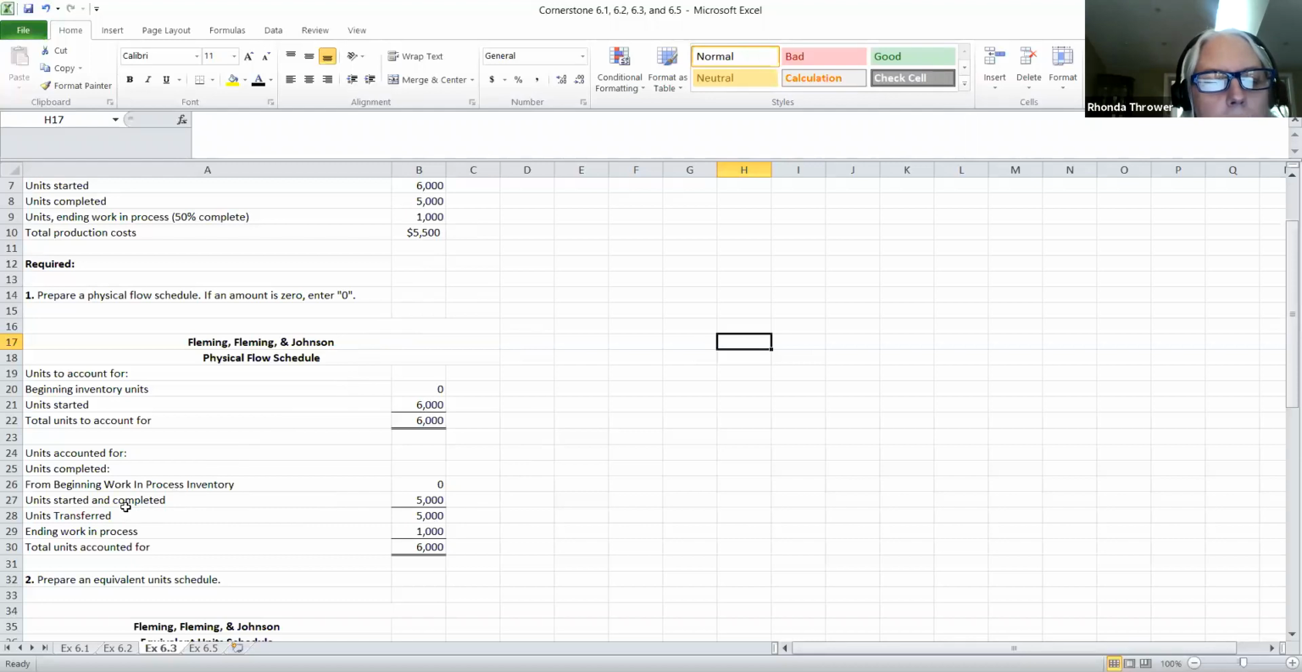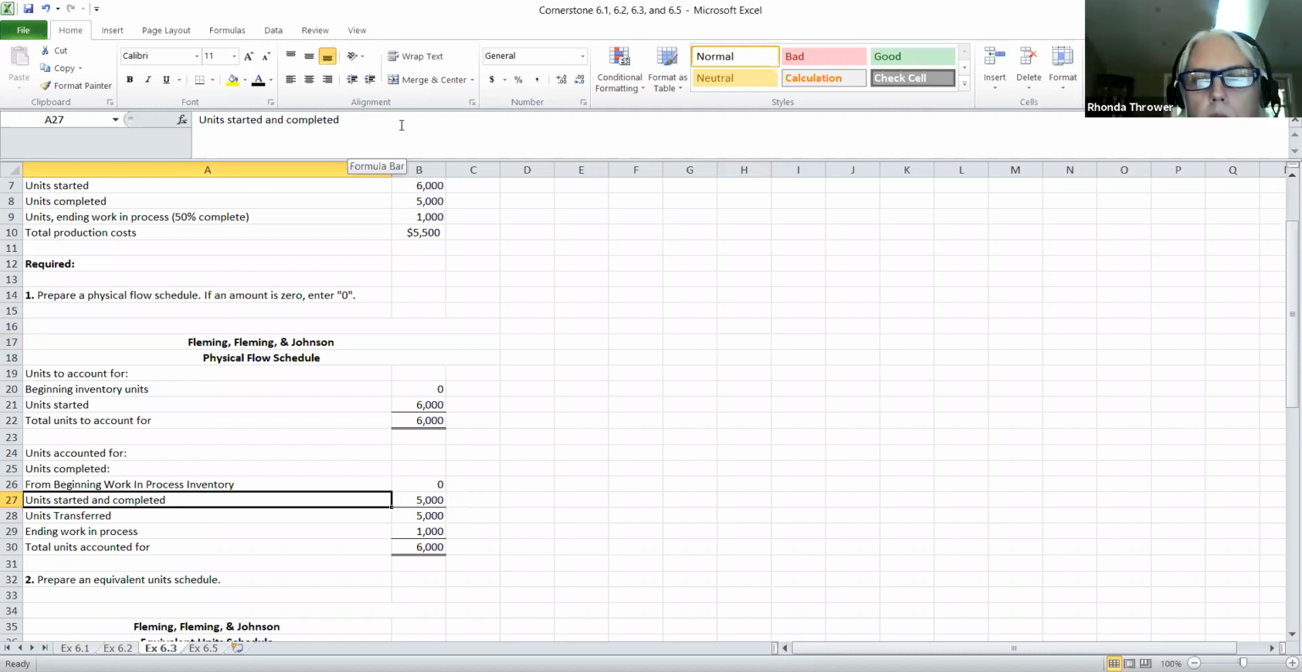The units started and completed could have had some beginning inventory units in there, but in this case they weren't. So if we needed to work backwards to determine the units that were started and completed, we would take the difference between the units that we transferred out and the beginning inventory, and that will give you the units started and completed. So I think I want to add that to this here so you'll know how to calculate this in the future if they don't give it to you.